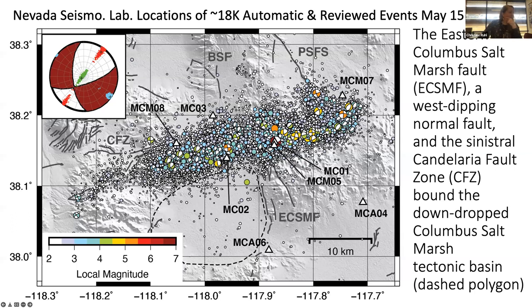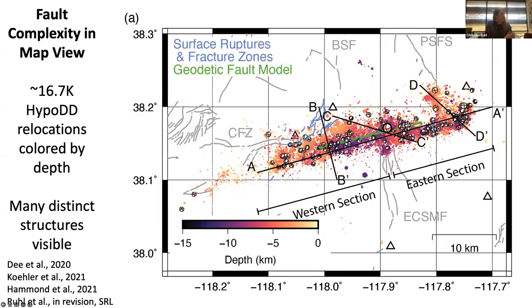So basically this thing ruptured from the mapped extent of the Candelaria fault zone over to the Petrified Springs fault zone and up. And you can see it's really wide and diffuse. And so what's going on and why are there so many different moment tensors? That's the sort of thing we were looking at. So we calculated relocations and that's what's plotted here. Immediately you can see they're cleaned up quite a bit and they're colored by depth.